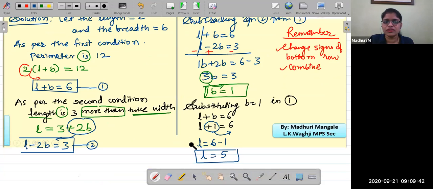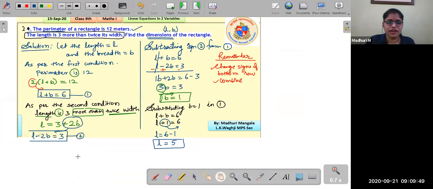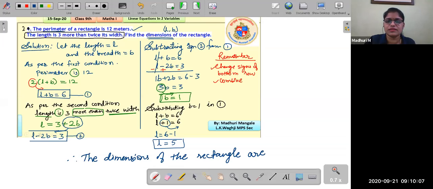And we need to conclude this. So how do we conclude? The final step should be, therefore, the dimensions of the rectangle are, what are the dimensions? We have got the breadth to be 1 meter. The unit in the question, please be careful with the unit. Just read the question again. The unit over here is meters. The perimeter was given in meters. So breadth is 1 meter and length is 5 meters. So the dimensions of the rectangle are 1 meter and 5 meters.